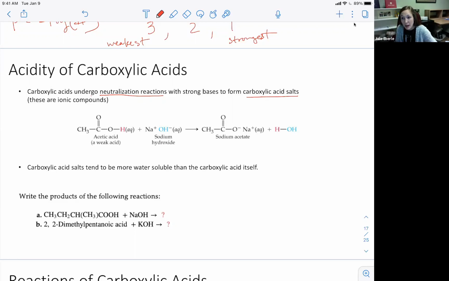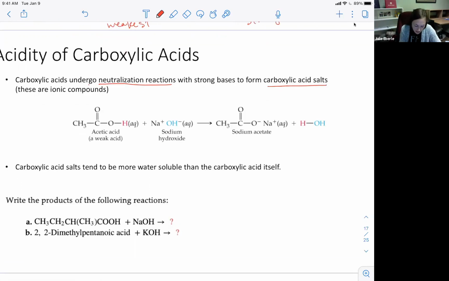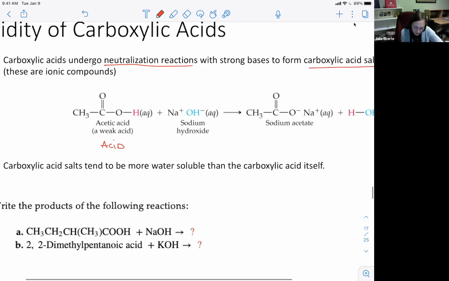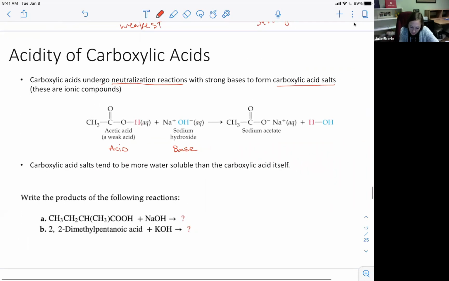It's an acid-base reaction by definition because this is the acid. The carboxylic acid obviously tells you in the name it's an acid. And we have sodium hydroxide here. This is just a reaction with some kind of base. We know acids and bases neutralize each other. Why? Because they make a neutral product. Water is always pH neutral. That's why they're termed neutralization reactions.